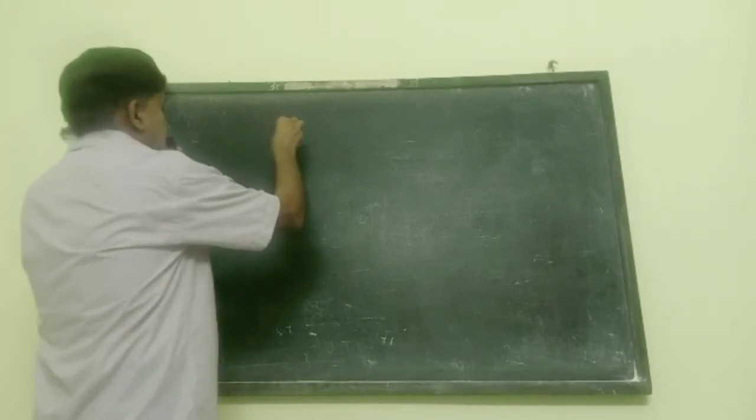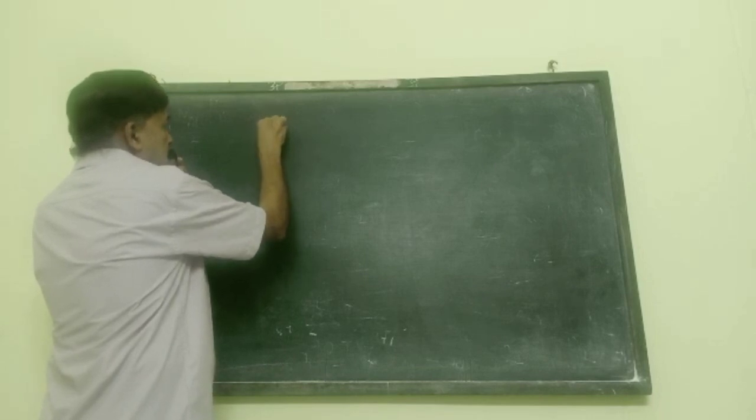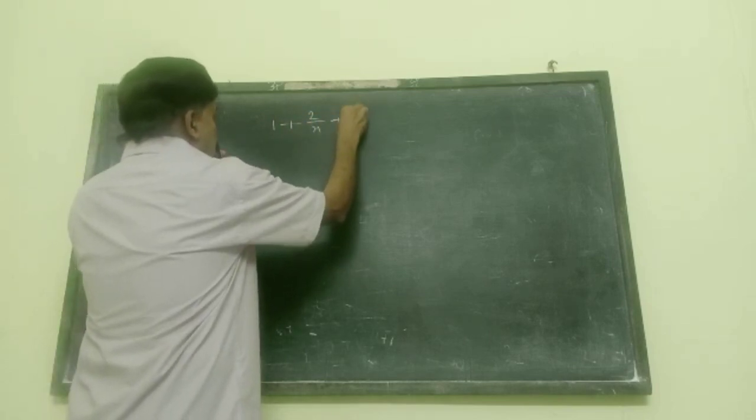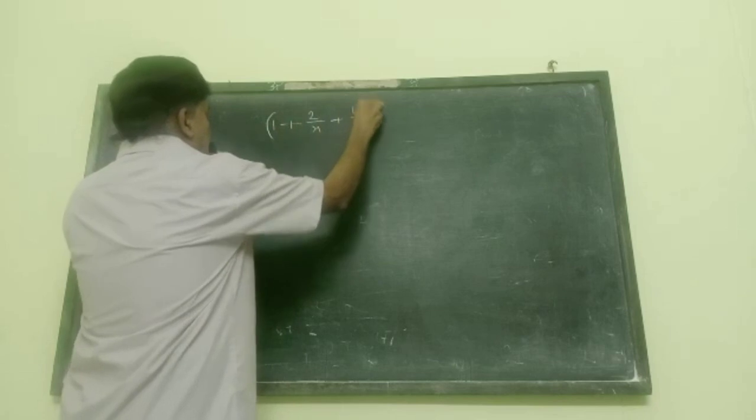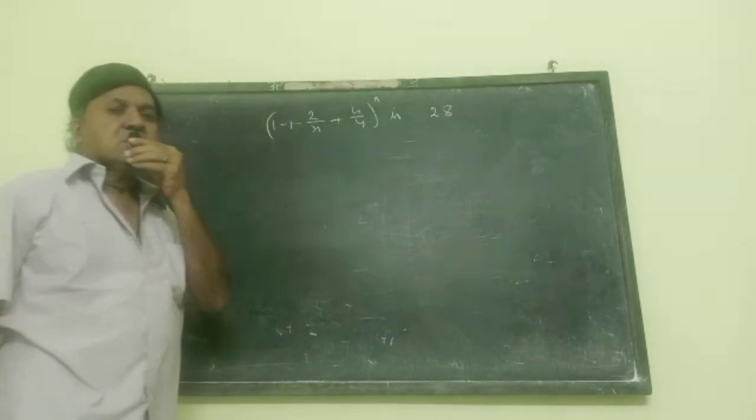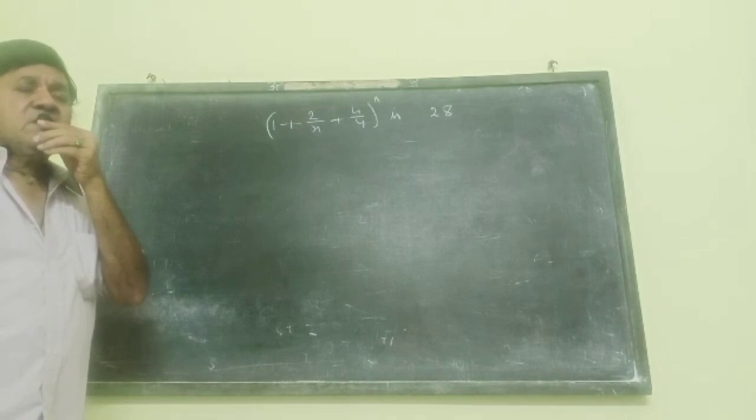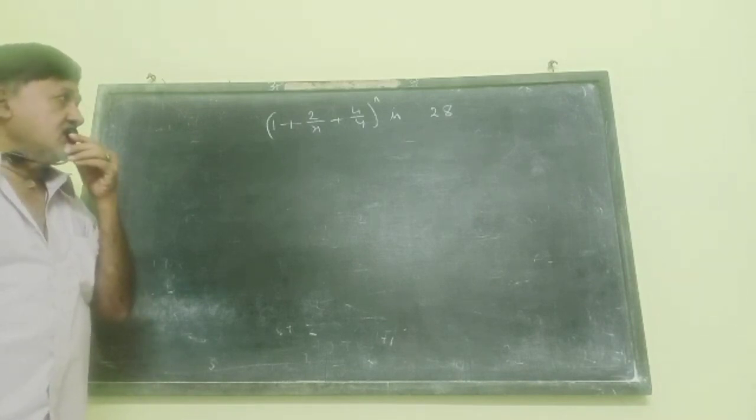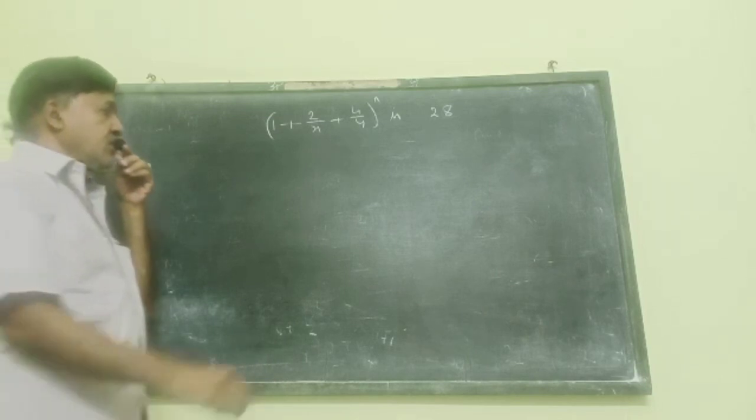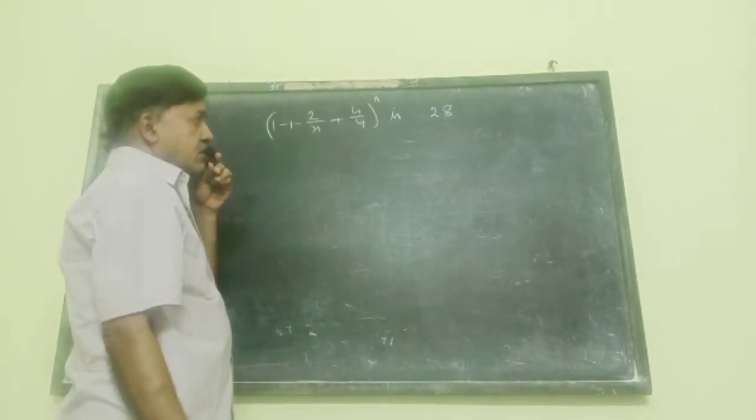The next question is, the number of terms in the expansion of 1 plus 2 by x plus 4 by y whole power n is 28. Find the value of n. Number of terms in the expansion of 1 plus 2 by x plus 4 by y whole power n is 28. What are all possible values of n?